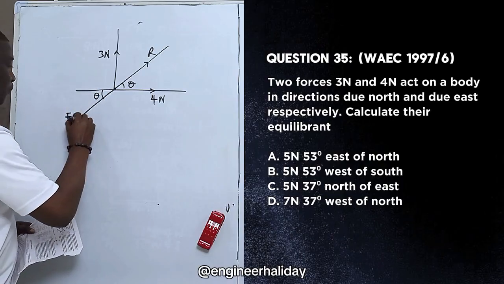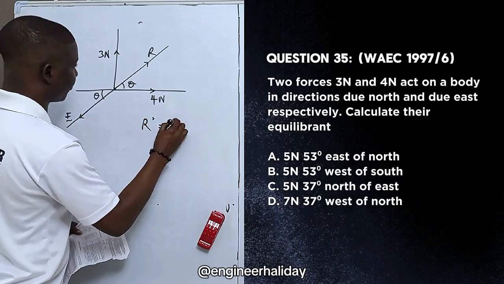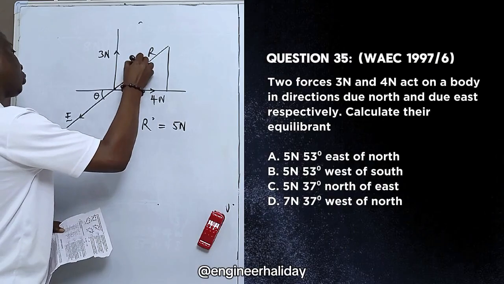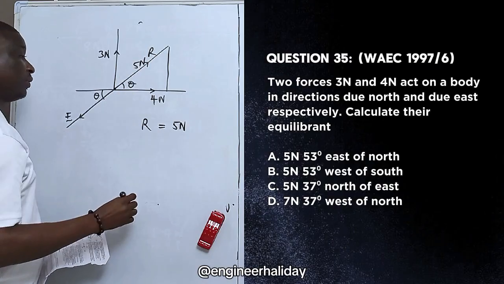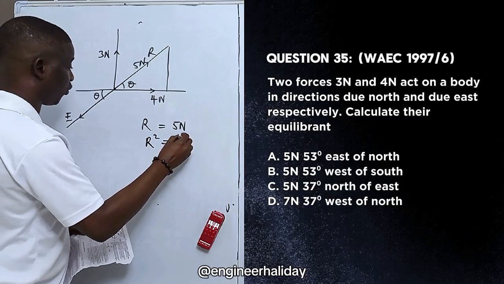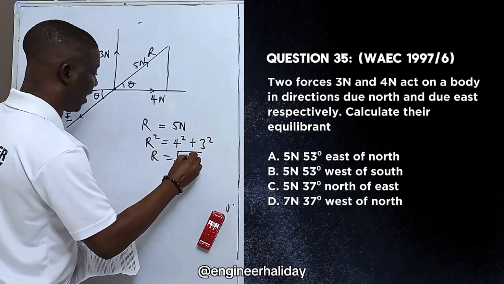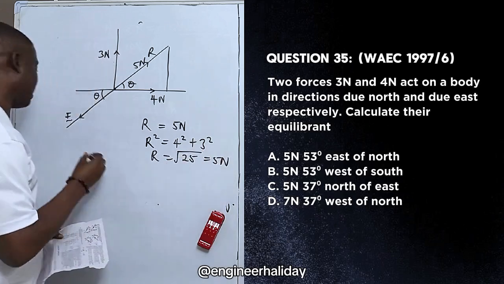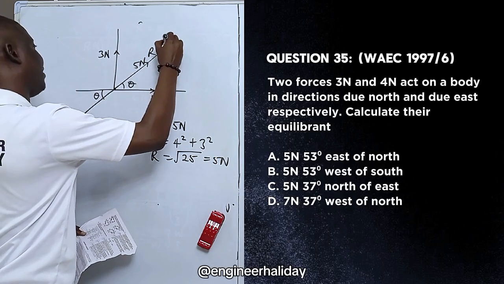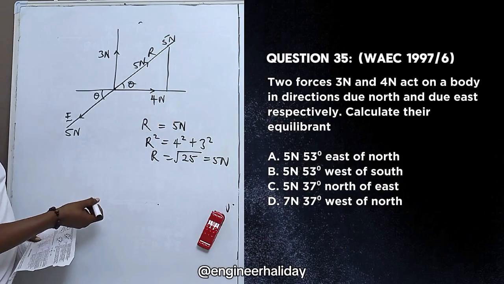So what you are going to do is simply calculate the resultant. The resultant is going to give us 5 Newton, which we've done several questions on. I don't want to waste your time on that. Just use R square equals 4 square plus 3 square. Then R is equal to the square root of 25, which will give 5 Newton. So the equilibrium is 5 Newton, and the resultant is also 5 Newton.